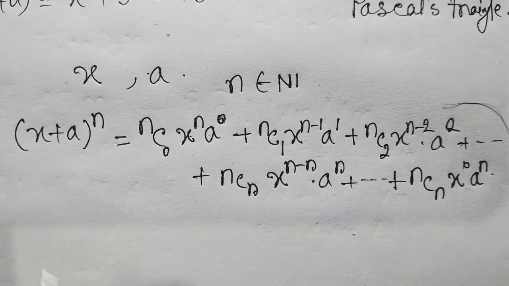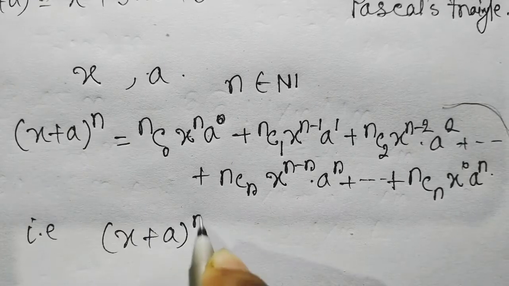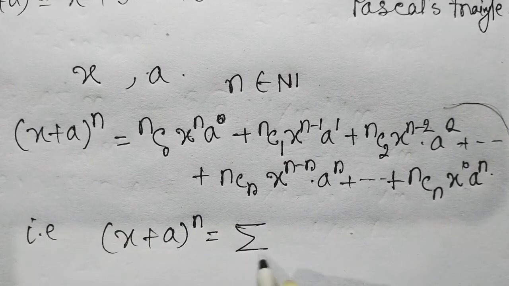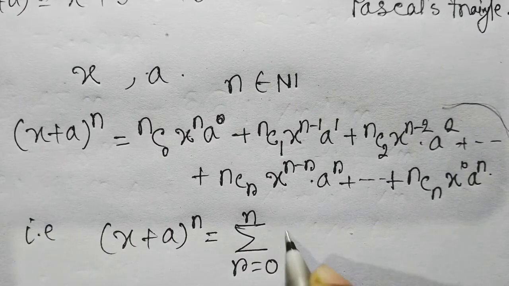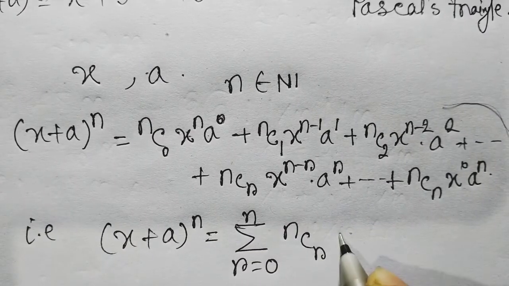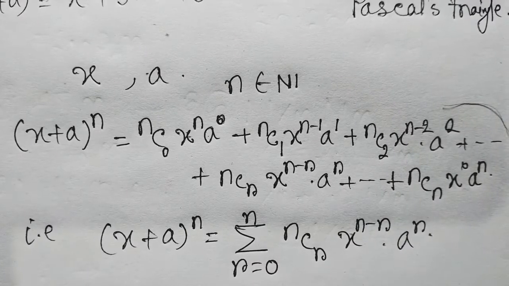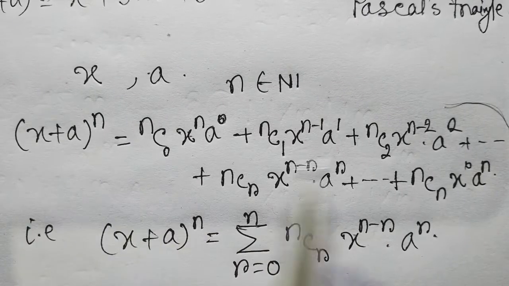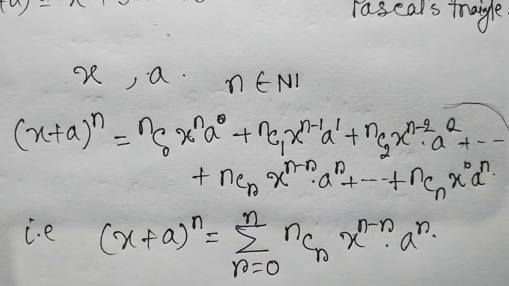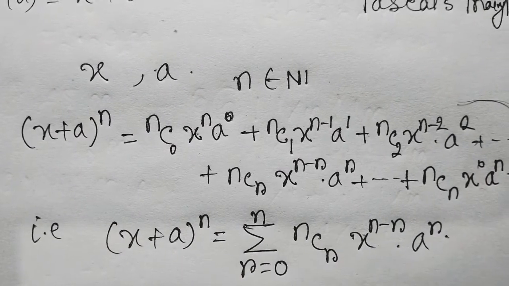It can be written as x plus a whole to the power n is equal to summation r equals 0 to n of nCr x to the power n minus r into a to the power r. This is the general form of the main formula. Understood, everyone? Now, using this formula, just try to solve an example from your NCERT book.